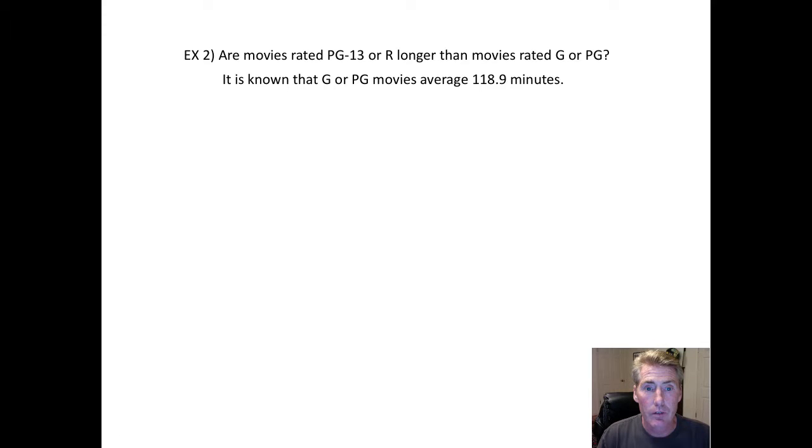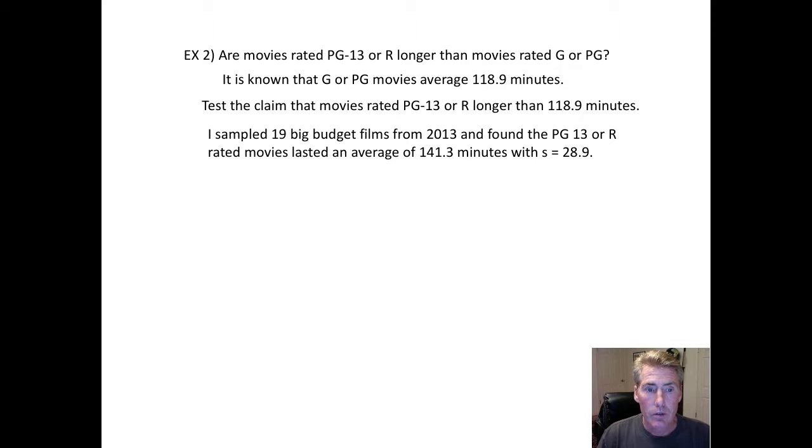So here's the information for the kid movies. It's 118.9. Now test the claim that the PG-13 or the R are going to be longer, or greater than that. So I sampled n equals 19 films, and I found that they lasted 141.3 with a standard deviation of 28.9. So the claim is that this sample data, which was only 19 films, the mean will be bigger than it was for the G and PG movies, 118.9. So the claim is that they last longer than the 118.9.